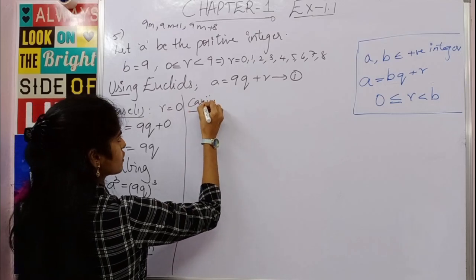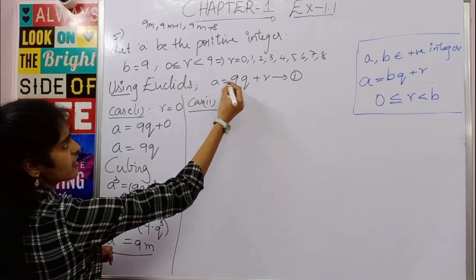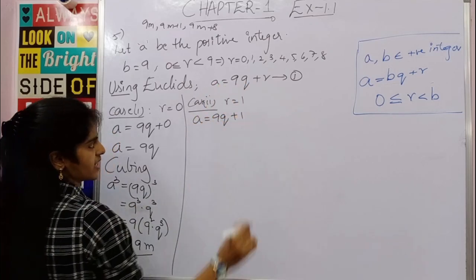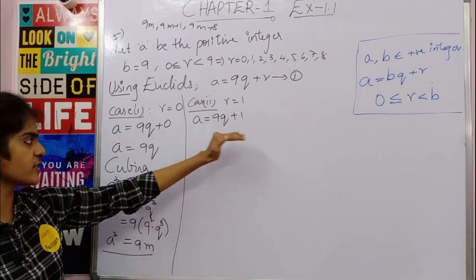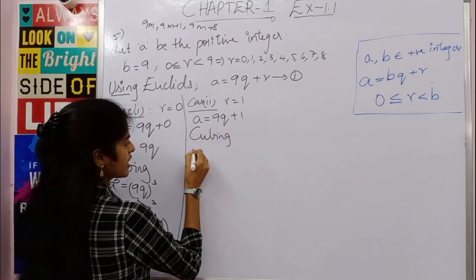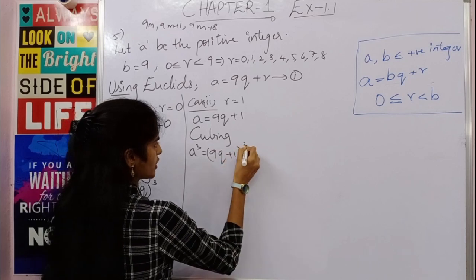Okay, in case 2, what will happen? You will take r as 1. When you take r = 1, this equation will be a = 9q + 1. Okay, what is the next step? You want the cube of the number. So you will cube. So cubing, what do you get? So a cube is equal to (9q + 1) whole cube.